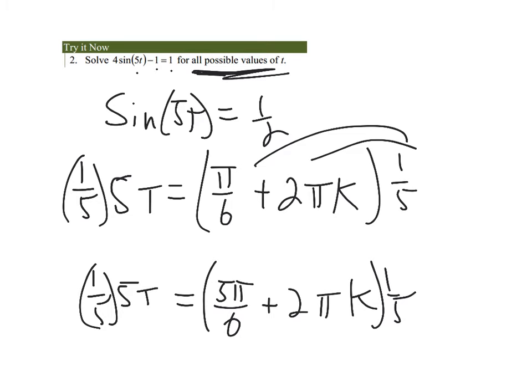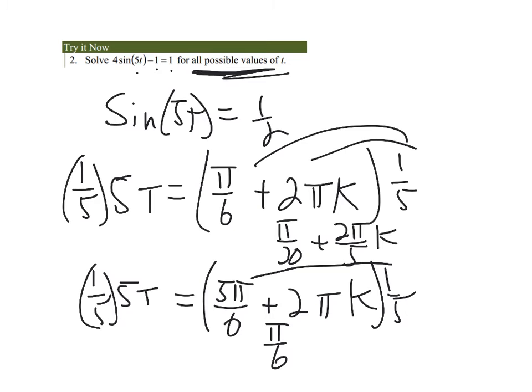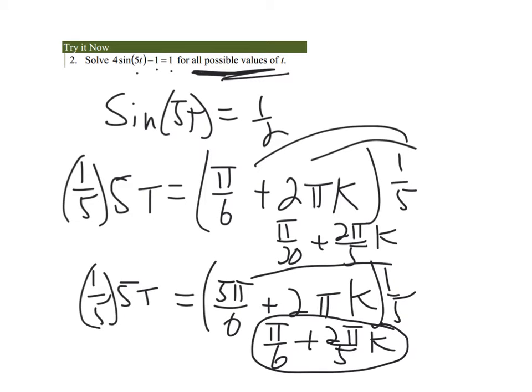So if we distribute this, I'm going to get pi over 30 plus 2 pi over 5k. In other words, there's going to be a lot of solutions between 0 and 2 pi. It's a good thing they didn't make us list them all. So then again, 1/5 times 5 pi over 6, you see how the 5's cancel out? So I'm left with pi over 6 plus 2 pi over 5k. So there's my expressions to find all possible values.